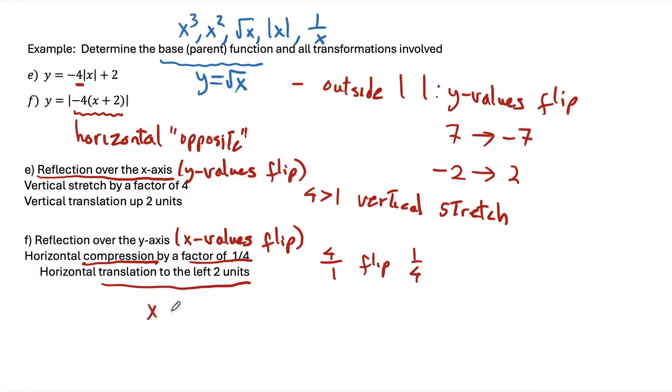So when you have x plus something, that's going to mean going to the left. When you have x minus something, that's going to mean going to the right, because it's the opposite of what we see. That's how the transformations actually impact the graph. 2 more examples. Let's do one with the 1 over x base function.